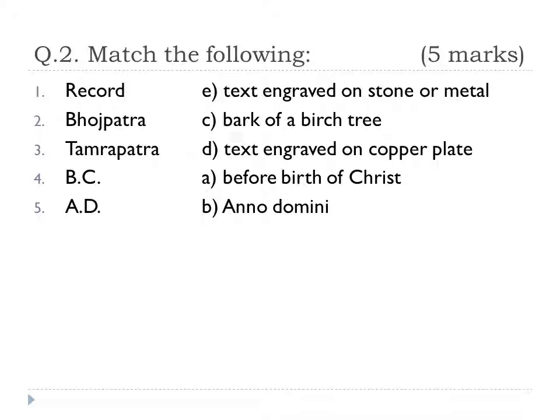If you get confused, just remember Tamra, or as we say in Gujarati, Tambu. So Tambu is copper. So copper plate means Tamrapatra, and Bhoj tree, birch tree. So that will be Bhojpatra. BC, before birth of Christ, and AD, Anno Domini.